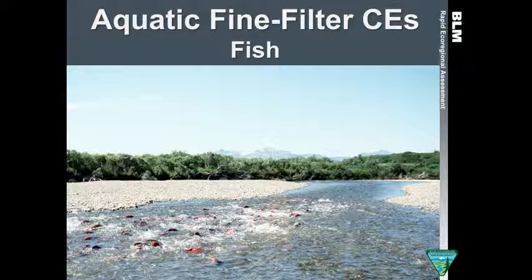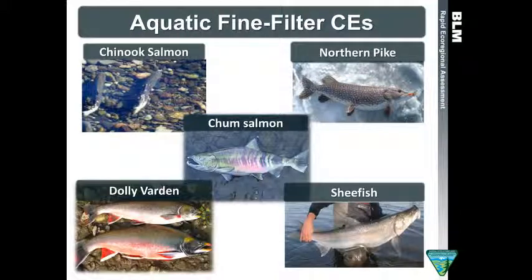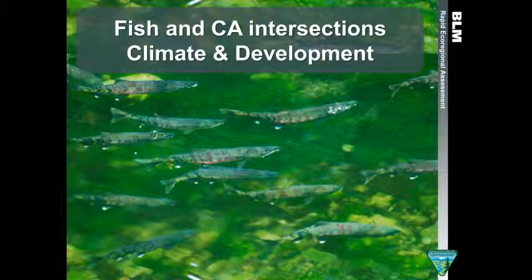Okay, so our fine filter, our fish species, are these five that were selected for the YKL: Chinook salmon, chum salmon, northern pike, Dolly Varden, and sheefish. Yesterday I presented an example of the CA climate intersection with salmon, so how temperature increases might impact salmon populations and habitat. Today I'm going to present a result for permafrost thaw and Dolly Varden, and then also present our second management question, which has to do with mineral resource development and fishery habitat.